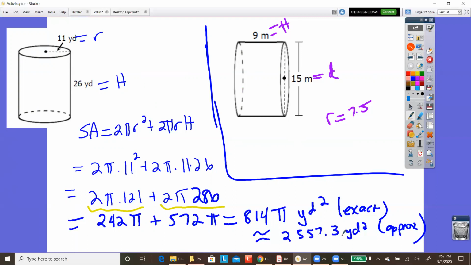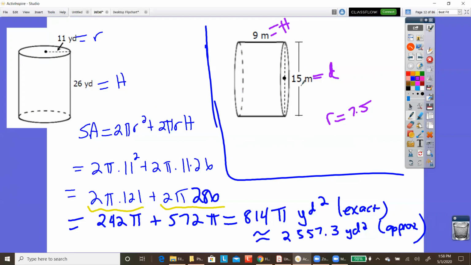Plugging in an approximation of pi, preferably the pi key in your calculator, gives you this 2,557.3 number. Now, if you look at this example over here on the right, this is a cylinder laying on its lateral surface, but this is still a cylinder. Please be careful. The radius would still be halfway across a circle, even if it's laying sideways.